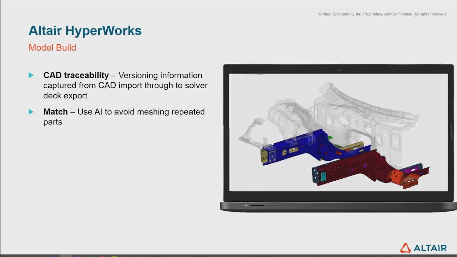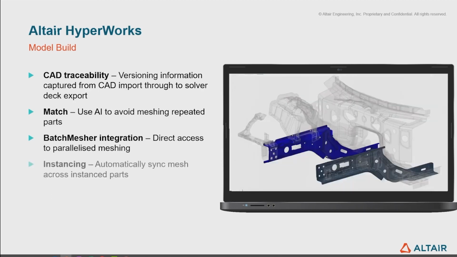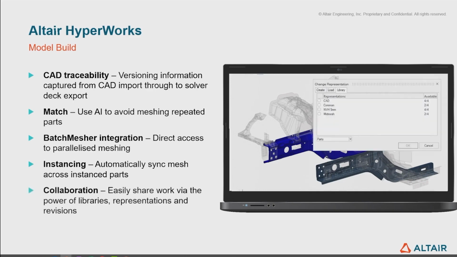We can use Match to use our AI technology to link instances together to avoid meshing repeated parts. We use batch mesh integration to run parallelized meshing, giving us our best out-of-the-box mesh. We use instancing, whether it comes from the CAD import or from the Match tool, to automatically sync mesh changes. And we use the library to enable collaboration so that we can use the different revisions and representations that have been built and saved into the library and really work in this collaborative environment.